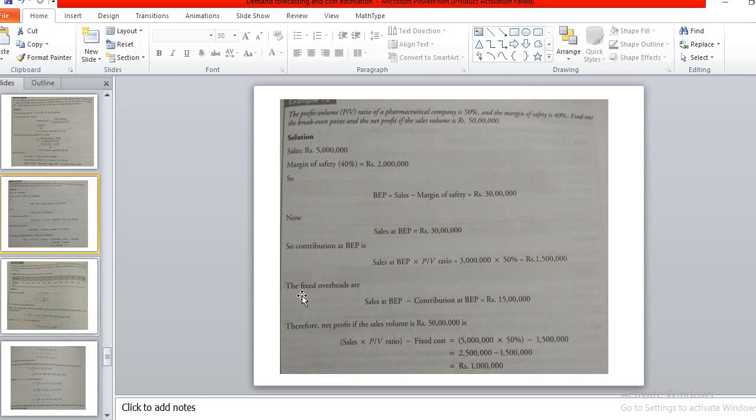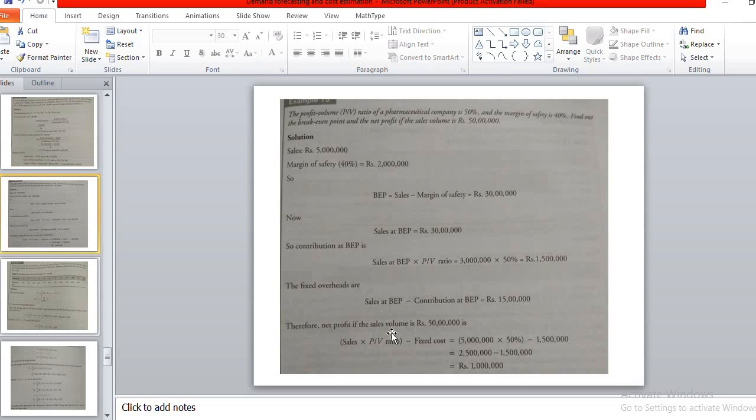Now fixed overhead is equal to sales at break-even point minus contribution at the break-even point. So sales at BEP is 30 lakh and contribution at the break-even point is 15 lakh. The difference between these becomes 15 lakh.